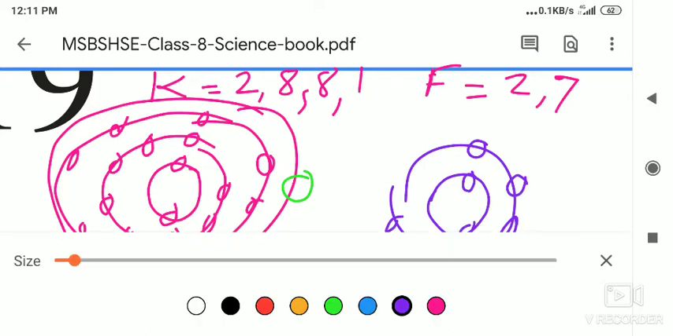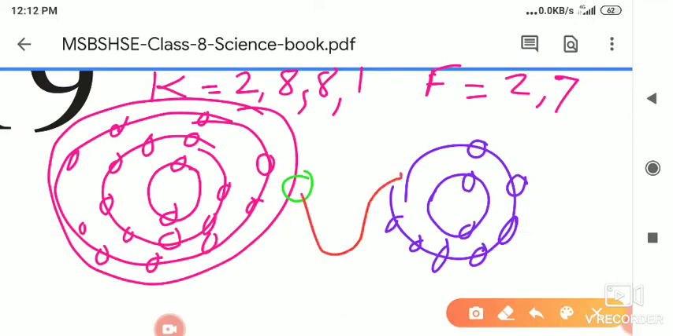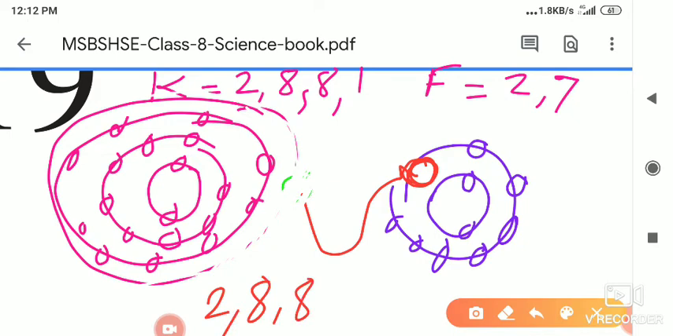Now what happens at the time of formation of the ionic bond is that potassium donates an electron to the fluorine and it takes this electron. Due to this, only 3 orbits remain in the potassium, and now they are stable. How? By donating 1 electron. The electronic configuration of potassium is 2, 8, 8 and that of the fluorine is 2 and 8. If you see, the outermost orbit of both atoms is complete now and they are stable.